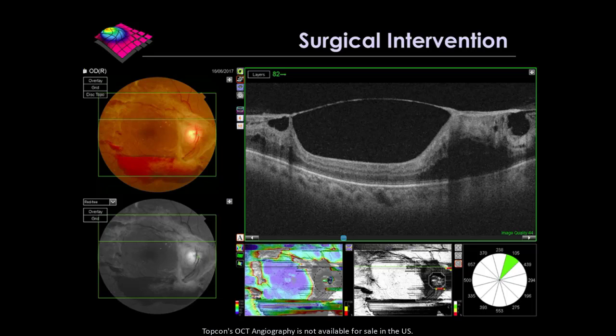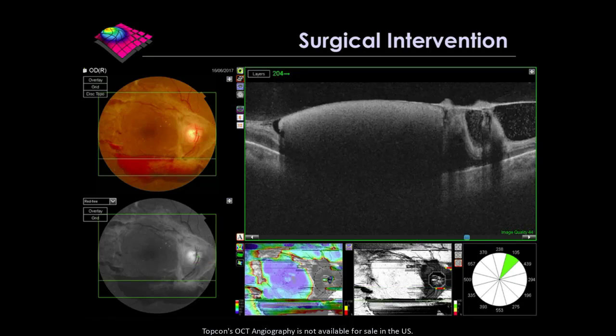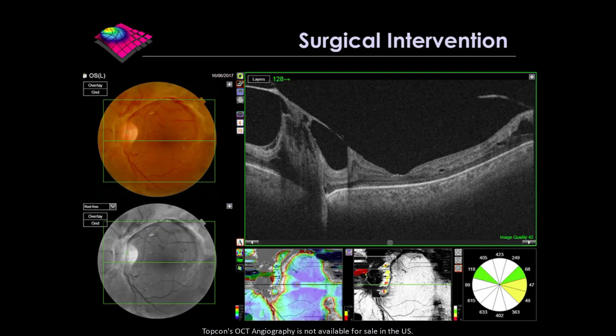So here's the traction just above the disc. You can see it beautifully on the red free as well. Here's a similar cut just below the disc. And it seems almost like a splitting of the retina more than actually pulling the retina off at this point. And then, just for the fun of it, I showed a scan through this area of pre-retinal hemorrhage, just to show you the way that pre-retinal hemorrhage looks on the scans. And here's the other eye.